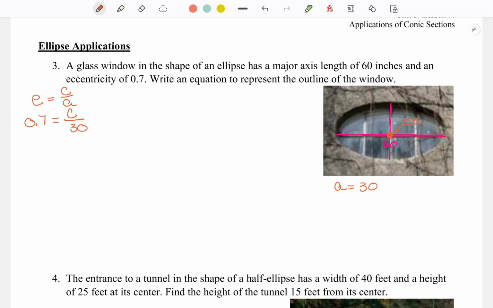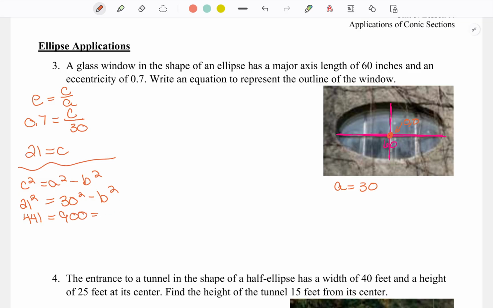Then when we multiply, we should get 21 equals C, and then we can use C squared equals A squared minus B squared to find our B. So we have 21 squared equals 30 squared minus B squared. 21 squared is 441. 30 squared is 900 minus B squared.